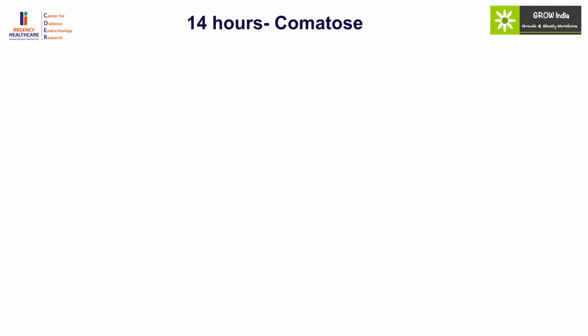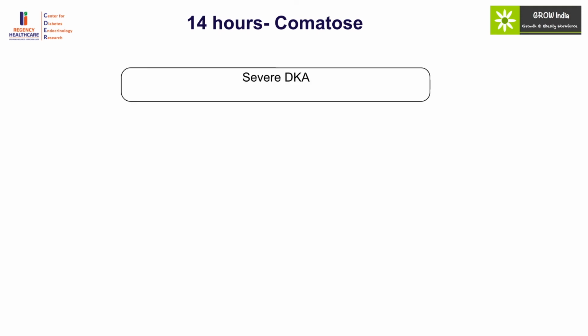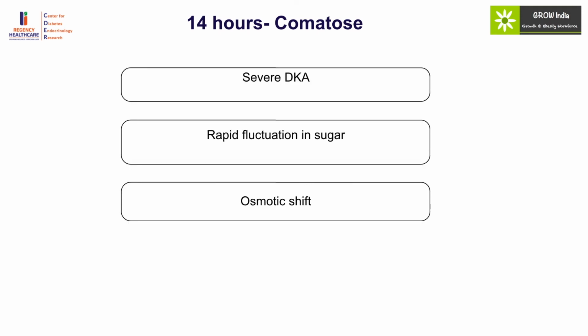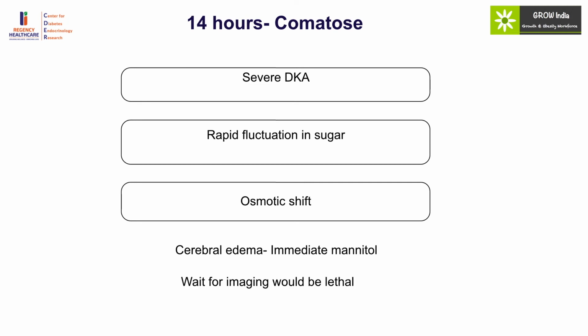At 14 hours, the child suddenly becomes comatose, in the setting of severe DKA. Rapid fluctuation in sugars and osmotic shift is a direct pointer towards cerebral edema, and one should immediately give mannitol in this setting. Mannitol or 3% saline and 10% dextrose should always be at the bedside of a child with diabetic ketoacidosis. Mannitol has been found to be superior in terms of outcome as compared to 3% saline, and we should not wait for imaging, as that will be lethal in this condition.